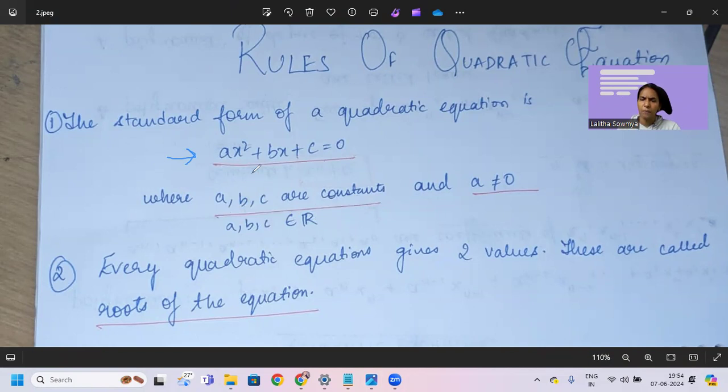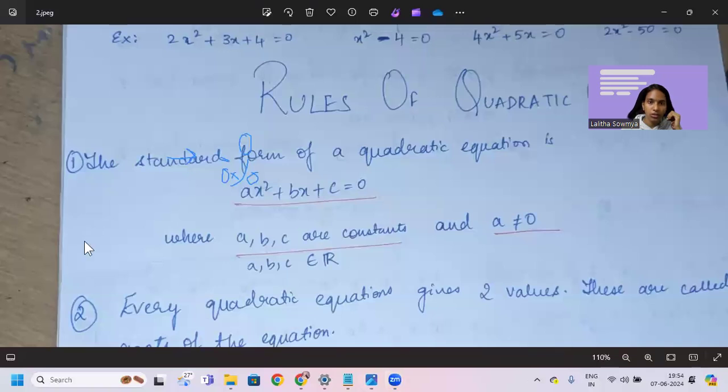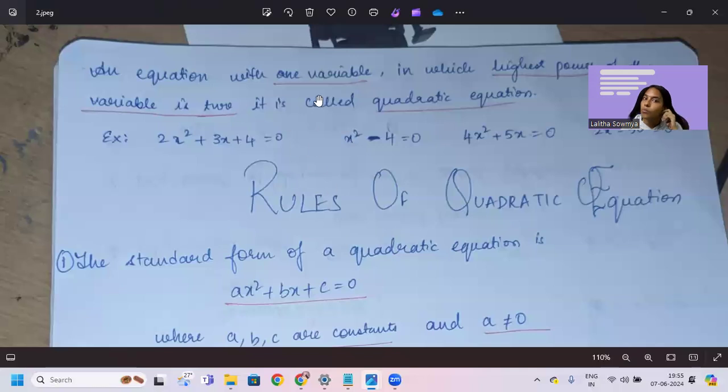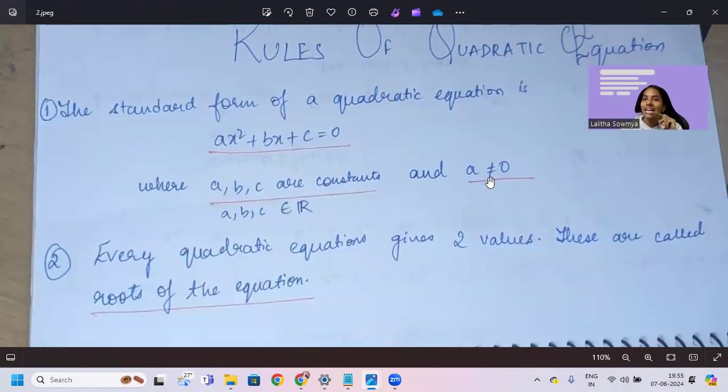Why should a not be equal to 0, ma'am? Because if a is equal to 0, then any number multiplied with 0 is also 0. So 0 into x square is also 0, right? Then the definition over there, which is on the top, sorry, just let me clear all the drawings first. So what we said for the definition, we said that the highest power of the variable should always be 2. So to remember that, a should never be equal to 0. If a equal to 0, it is not a quadratic equation, right? Any doubts till now, my dears? Anyone? Perfect. Let's go to the next one then.